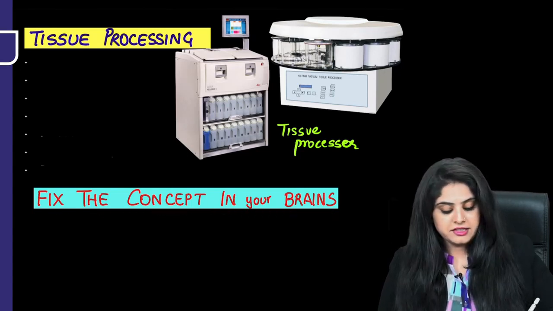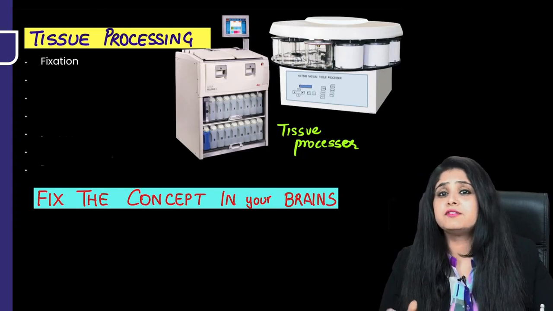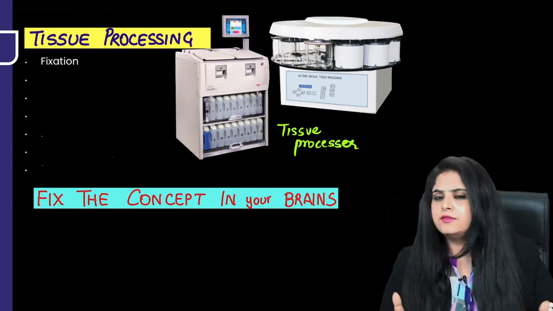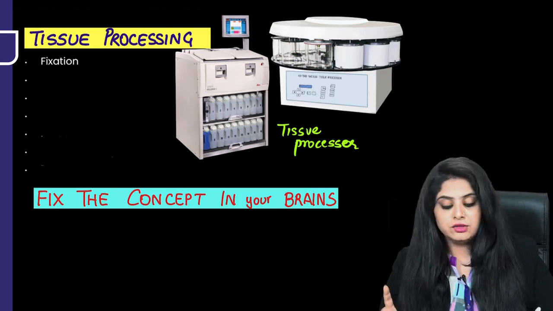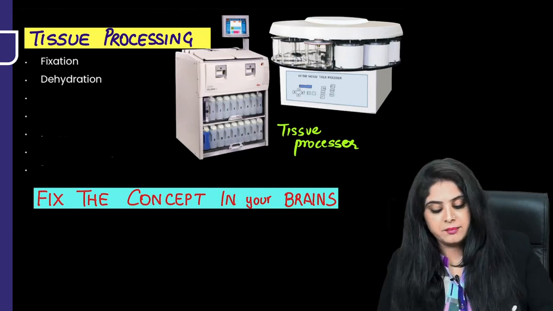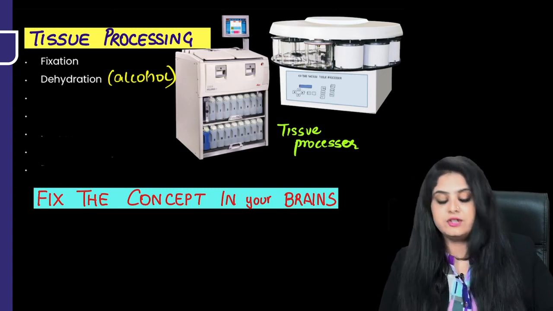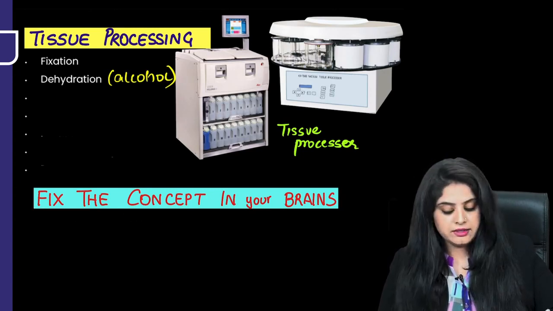Means the first thing that is going to happen is fixation. There are lots of fixatives like formaldehyde, glutaraldehyde. I'll give you a list. So F for fixation. The D, so this means next step is you put the tissue into alcohol or acetone, something that is going to remove all the water from it, dehydration. So C for clearing. You're going to clear the tissue.